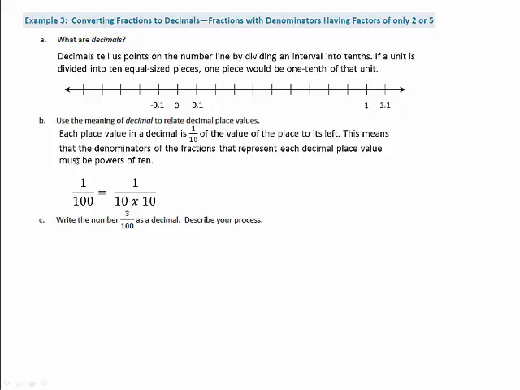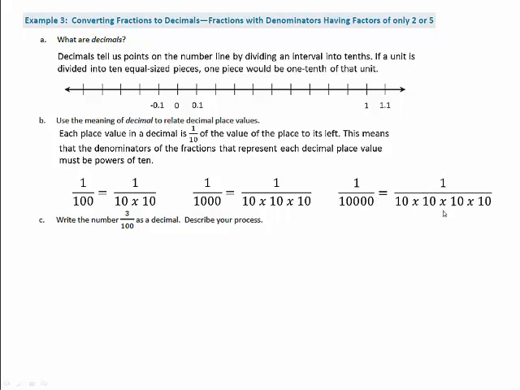So if we take a look at these, here's 1/100th. It's 1/10 times 1/10, or 10 times 10 in the denominator. 1/1,000th is 10 times 10 times 10 in the denominator. And 1/10,000th is 10 times 10 times 10 times 10 in the denominator. Now, you should have talked about place values in like 5th grade, so hopefully this is not new to you, but we're going to use this idea to help us write our fractions as decimals.